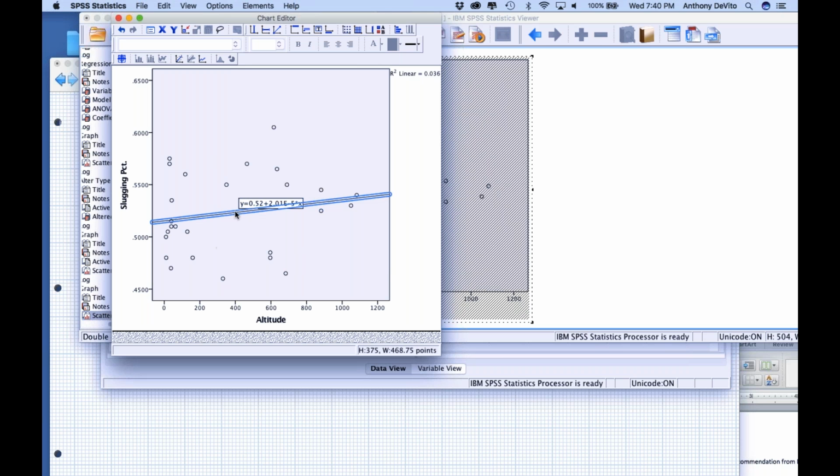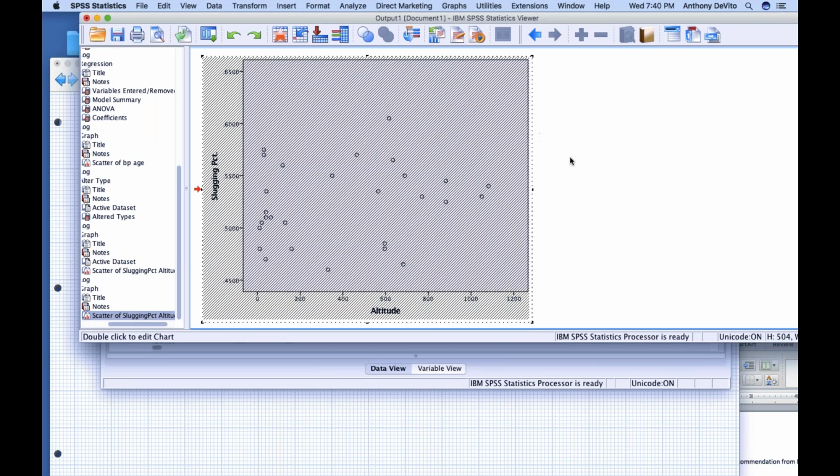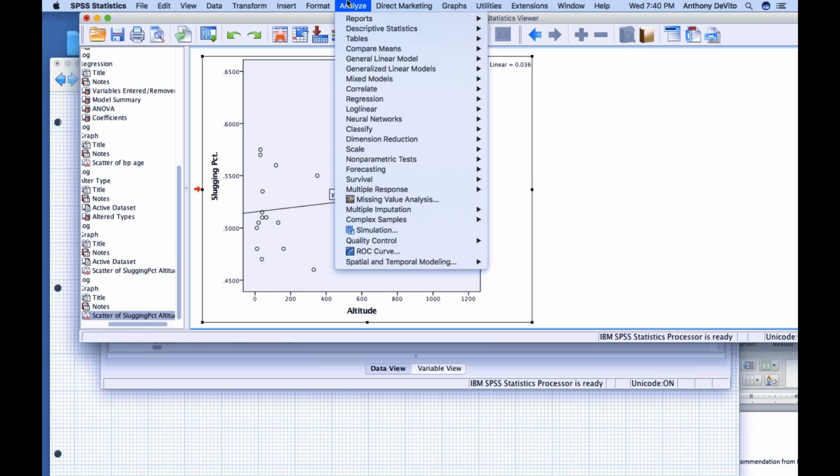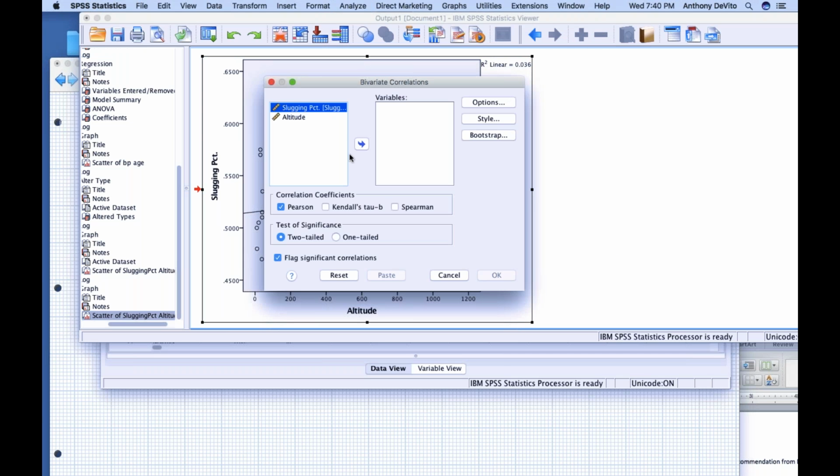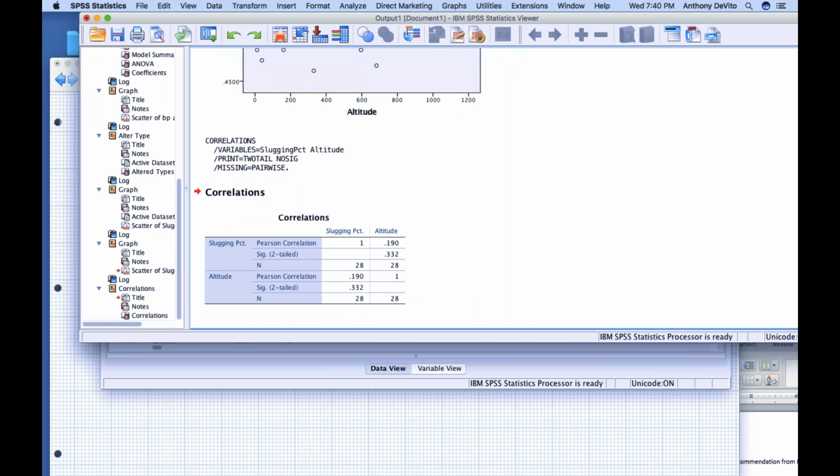So there's a lot of other factors that affect slugging percentage rather than the altitude that you're playing at. So this doesn't look like a great correlation. Let me look at this mathematically now. Let's look at that calculation for Pearson's correlation R. Correlation, bivariate. Okay, and let's move our two variables in there. And let's calculate that. Okay, let's see what we have here.